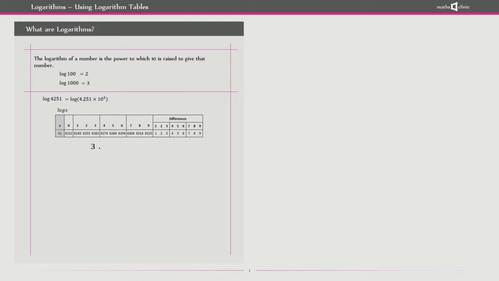Okay, we look for number 42, that's row 42. Then we look for the number under 5, and in this case we have 6284. Then we have 4251. The last number is 1. Difference 1. Now let's go over it again.